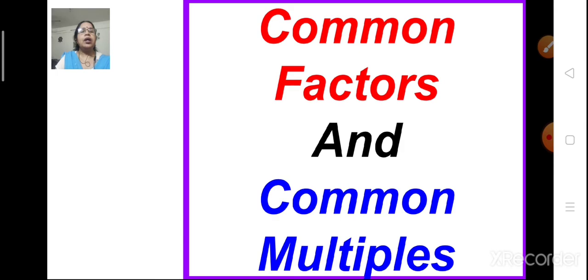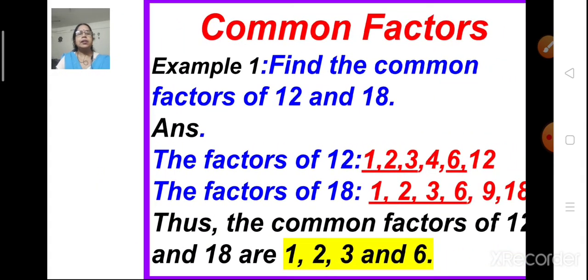Now, let us see what are common factors and common multiples. Let us consider this example to understand this. Find the common factors of 12 and 18. So, what are the factors of 12? They are 1, 2, 3, 4, 6 and 12. All these numbers will divide 12 exactly without leaving any remainder. And now, what are the factors of 18? The factors of 18 are 1, 2, 3, 6, 9 and 18. These numbers will divide 18 exactly without leaving any remainder.